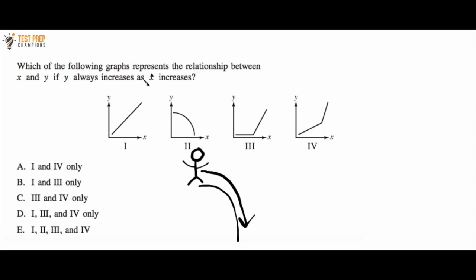So we want to know in which case is x and y, it says, which case represents the relationship between x and y if y always increases as x increases. In this case right here, we don't even see an increase, we just see a big decrease. So that's why 2 is out. Any answer choice that has 2, which would be E, is going to be false.